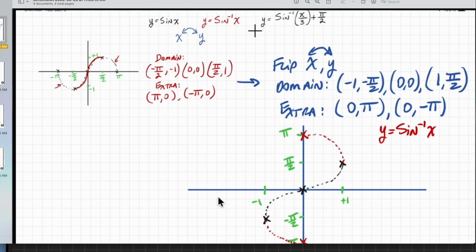Okay, here we go. Again, folks, our goal is to graph this function right here. y equals inverse sine of x over 3 plus pi over 2. Here's our sequence of steps laid out. We're going to start with the parent function y equals sine of x. We're going to create the inverse function by swapping x and y, and then we're going to apply the transformations.